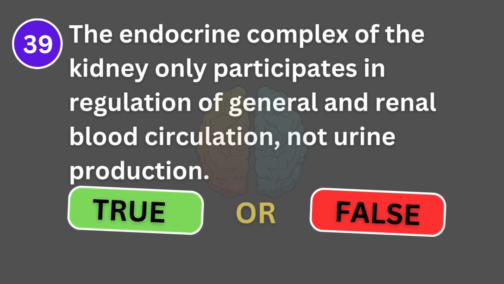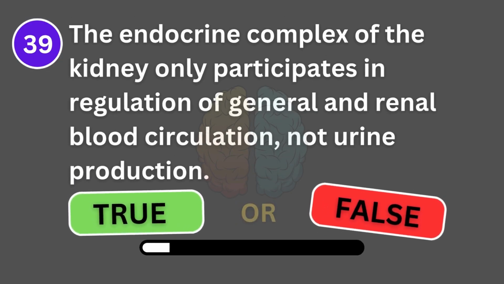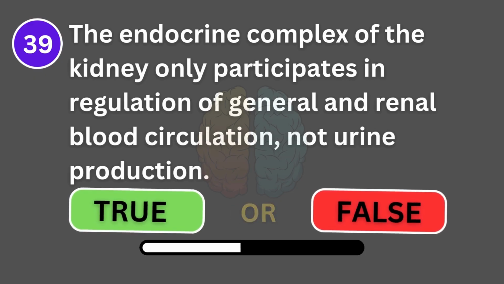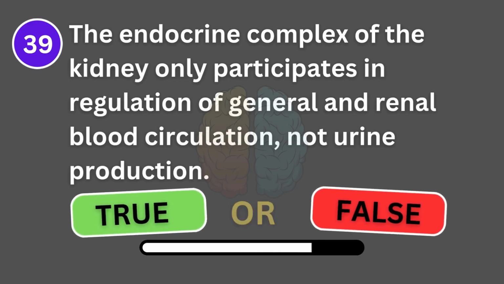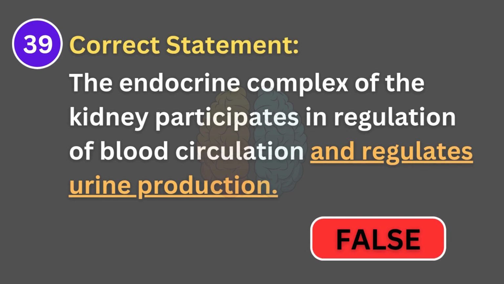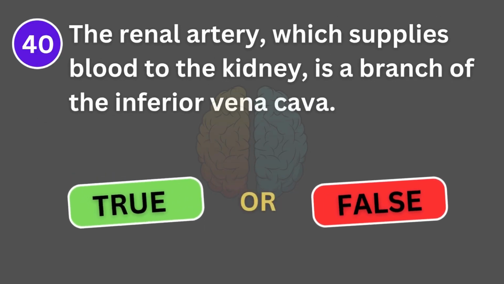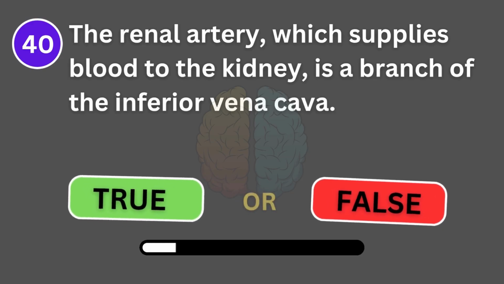The endocrine complex of the kidney only participates in regulation of general and renal blood circulation, not urine production. The renal artery, which supplies blood to the kidney, is a branch of the inferior vena cava.